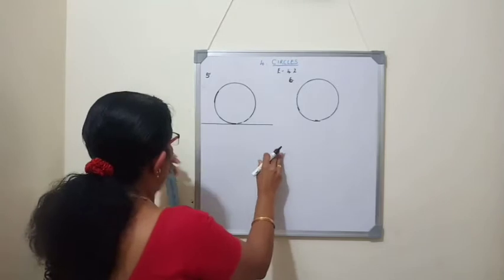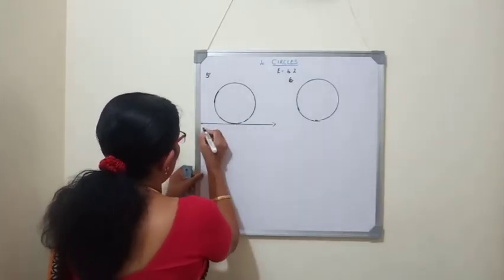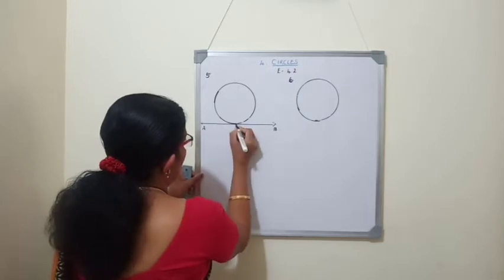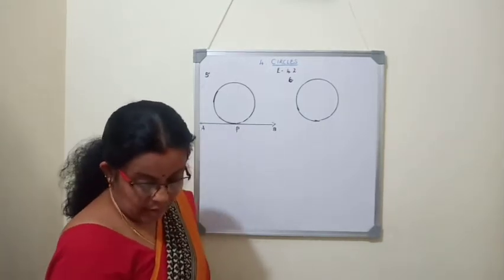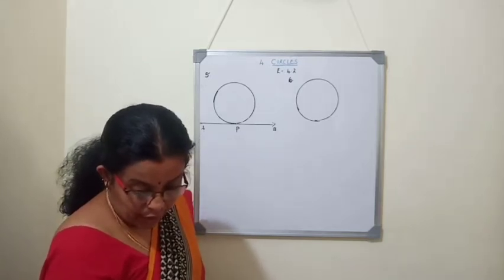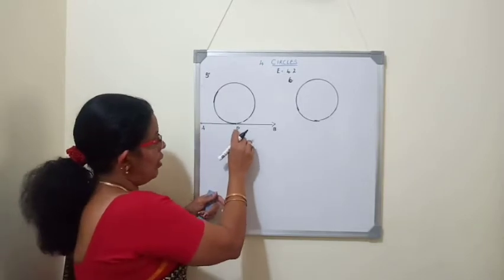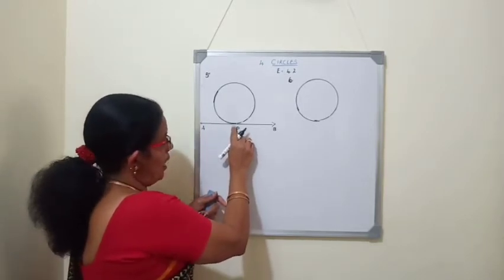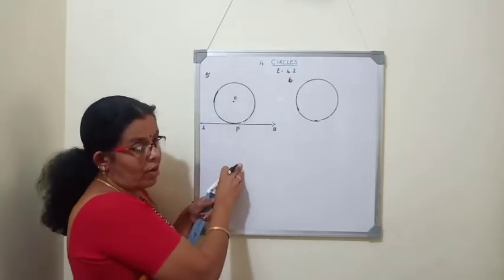So AB is a tangent. P is the point of contact. We have to prove that the perpendicular at the point of contact to the tangent to a circle passes through the center. So, if we draw a perpendicular from P to AB, it should pass through the center. That is what we have to prove.